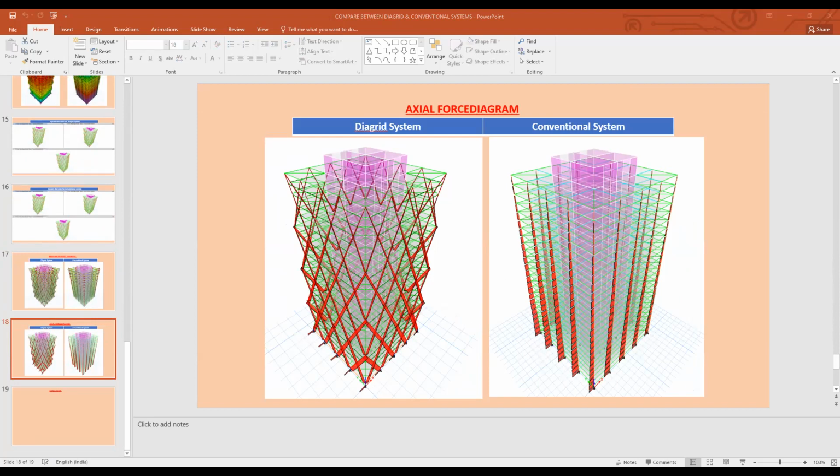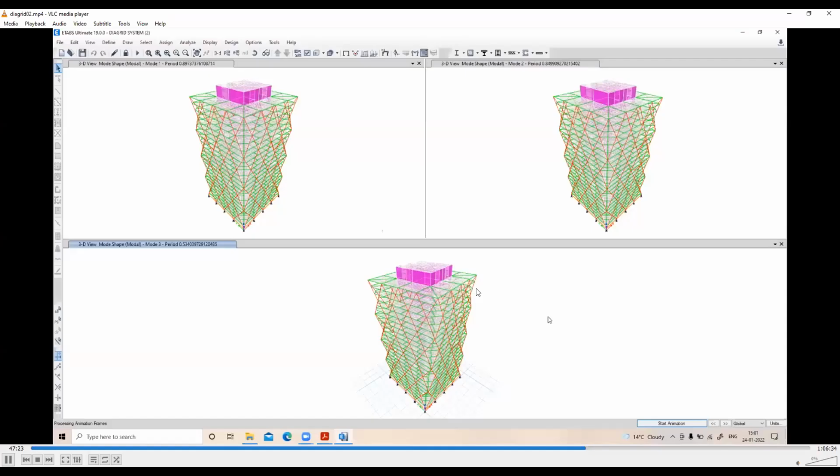Yeah, okay, sir. Any question? Actually, will you share this with a PowerPoint or ETABS file? ETABS file, PowerPoint also, both. Both files you have to share. Yes, I will share both. You can see it there.